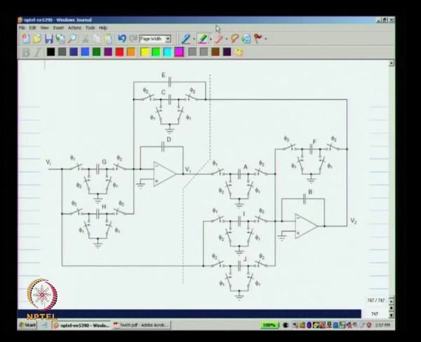So, I will not go into the details of this. This also can be analyzed by writing V1 in terms of Vi and V2 in appropriate phases, and similarly writing V2 in terms of V1 and Vi in the appropriate phases, and finally solving the set of equations to get the final difference equation.